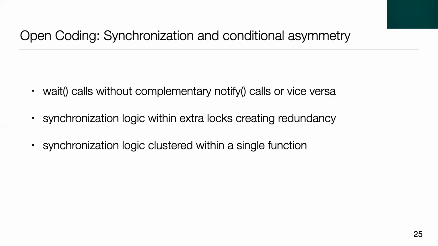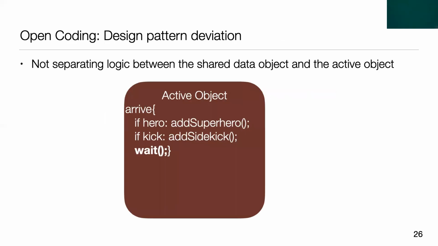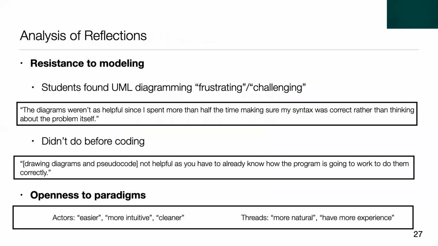At a slightly higher level of abstraction, students also deviated from the design patterns demonstrated in class by not separating the programming logic between the shared data object and the active object. This example shows synchronization logic used within the active object class, which should not be responsible for the access control of the shared data. The reflections that students provided were also very insightful.